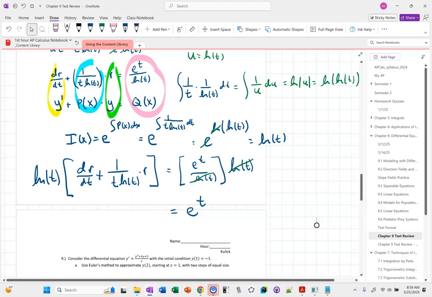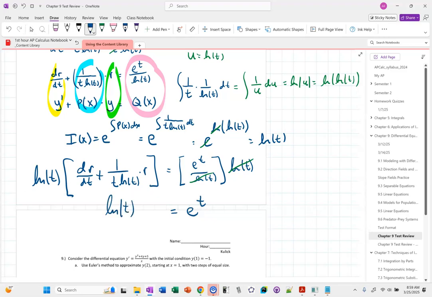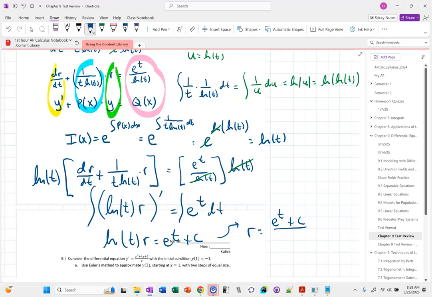That's just going to turn into the integrating factor times the y variable, or the derivative of, I should say. So when I integrate both sides, the integral cancels the derivative. And then I can just divide both sides by the natural log of t. And there we go.